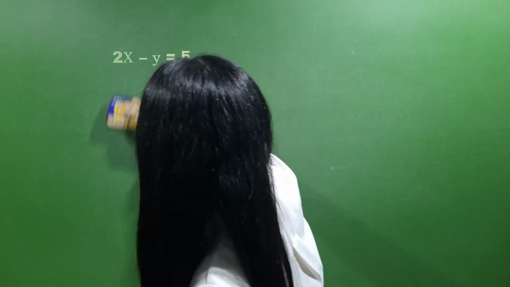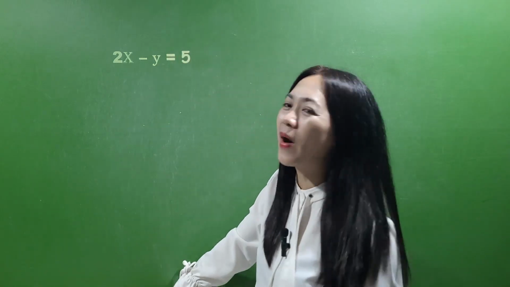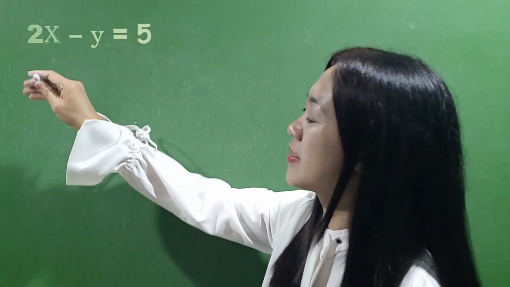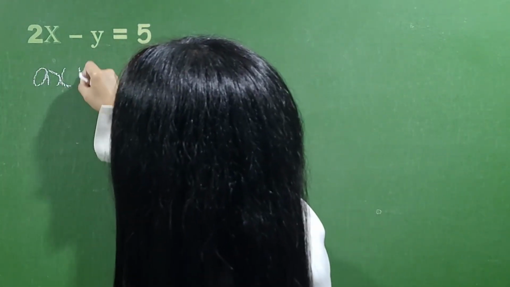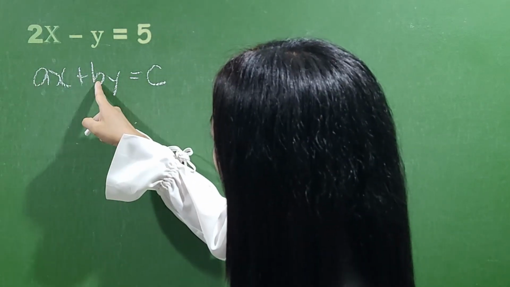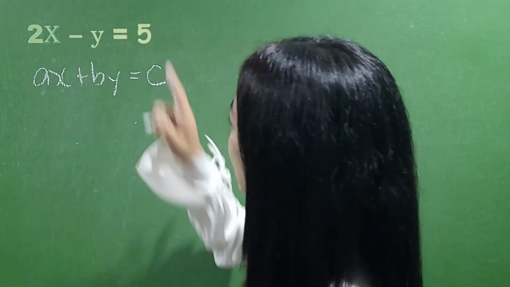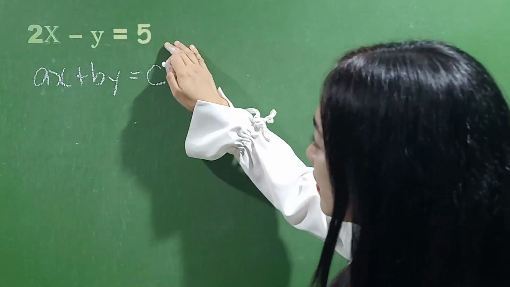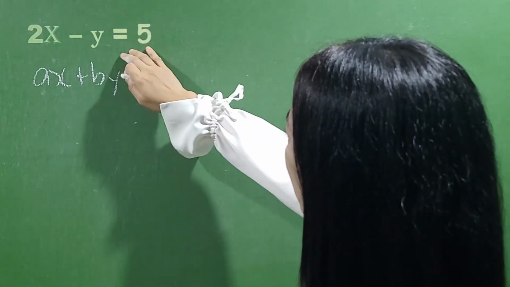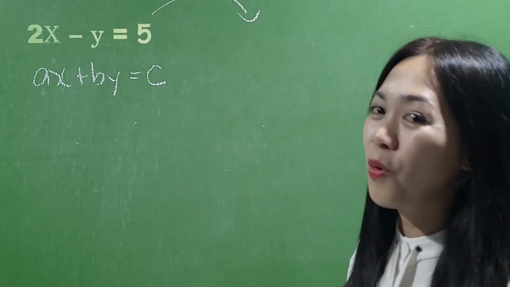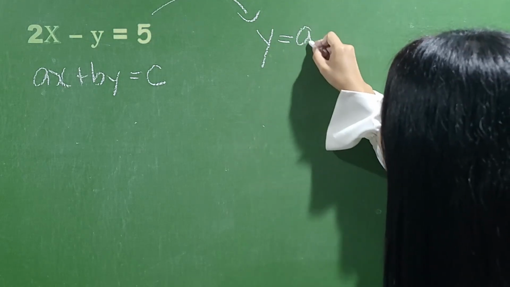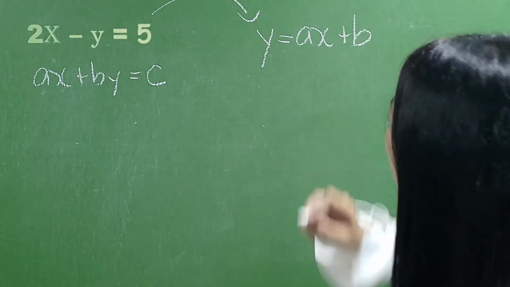We have here 2x minus y is equal to 5. So this is a linear equation in two variables in standard form, ax plus by is equal to c. So a is 2, the value of b is negative 1, and c is 5. So this is in standard form. Now, how are we going to write this standard form into slope-intercept form? Take note, slope-intercept form is y is equal to ax plus b.